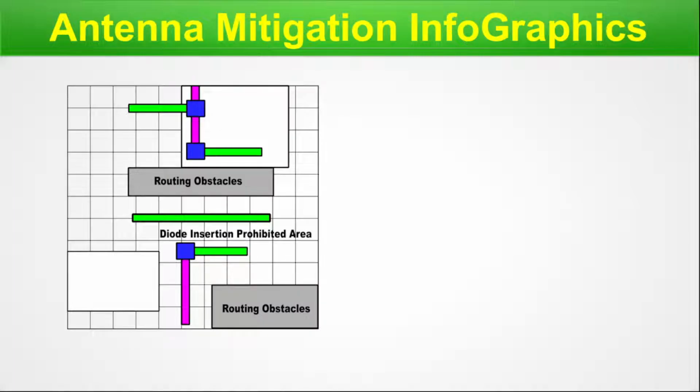Here we'll go through another infographic. Here are our routing obstacles, and you can see the diode insertion prohibited area. So here we cannot do the insertion of the diode. And here we have a routing obstacle. So you can see the layout here, and here also we have a routing obstacle. Now in this scenario, we have to include some antenna diode. What will we do? We'll proceed like this.